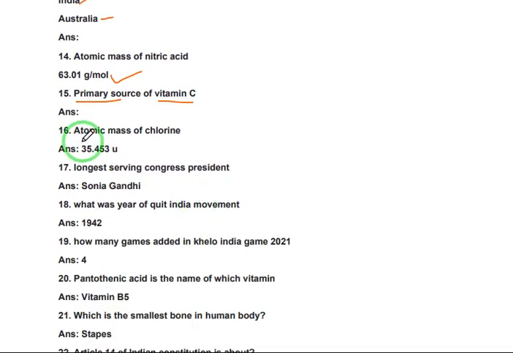Atomic mass of chlorine is 35.45 units. Who is the longest serving Congress president? Sonia Gandhi is the longest serving Congress president. And what was the year of Quit India movement? Quit India movement year is 1942.